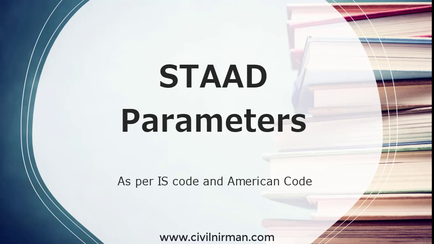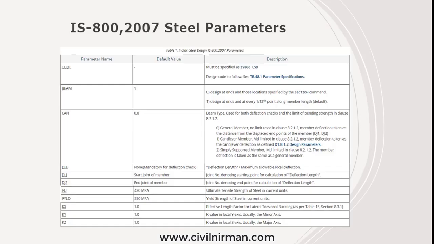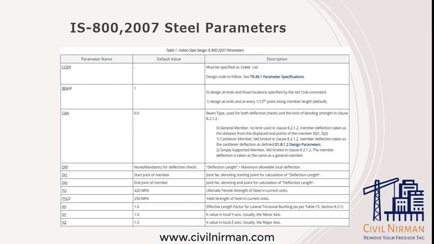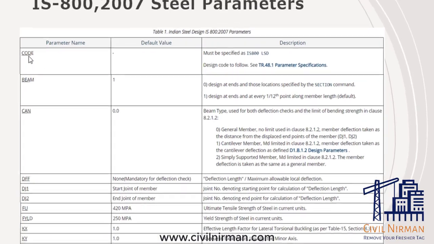So we'll start off with the Indian code first. I'll be covering the steel parameters of the Indian code initially in this session. Here I have this particular table that I've extracted from the STAAD help portal. Here you will see the widely used parameters that we generally assign in our STAAD file. Now remember, these are not all the parameters, but the widely used parameters that I have covered in this particular session.